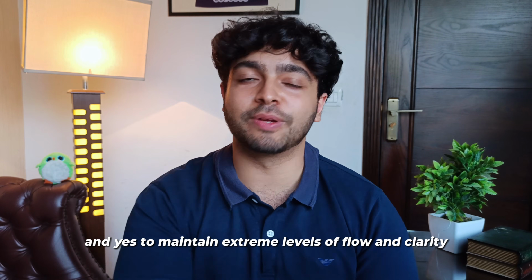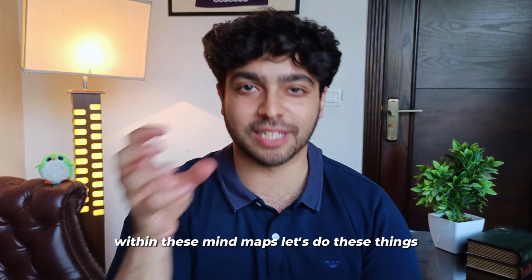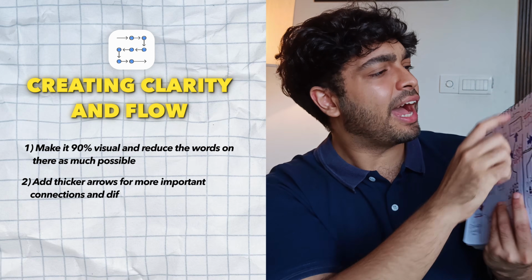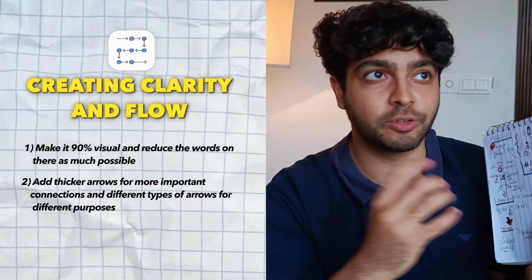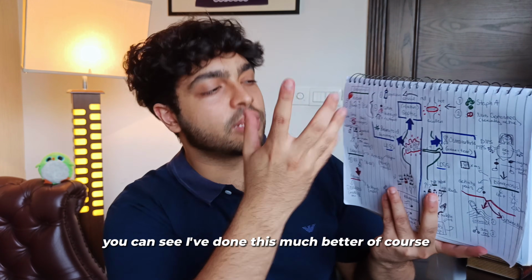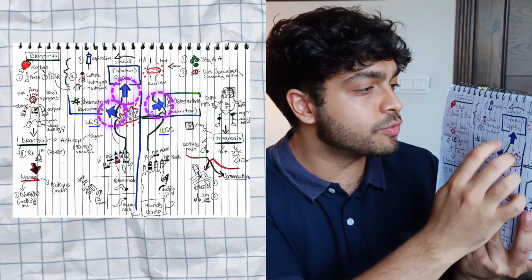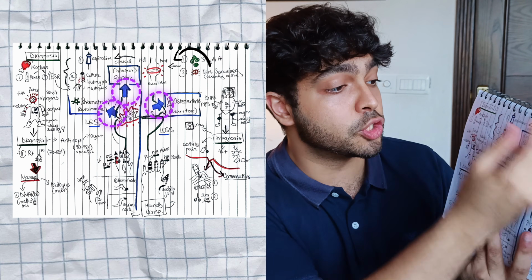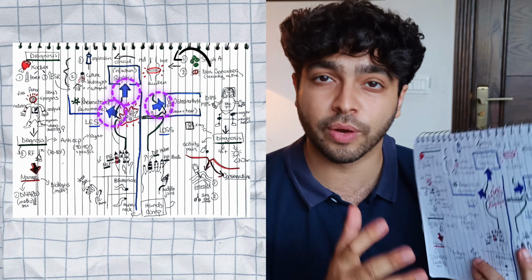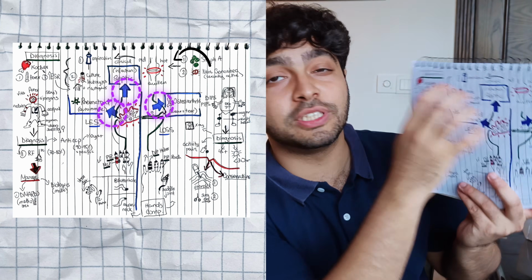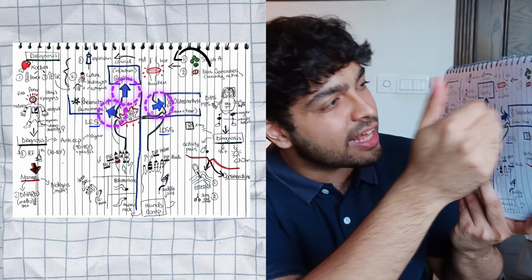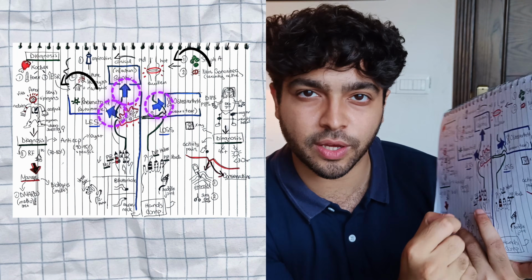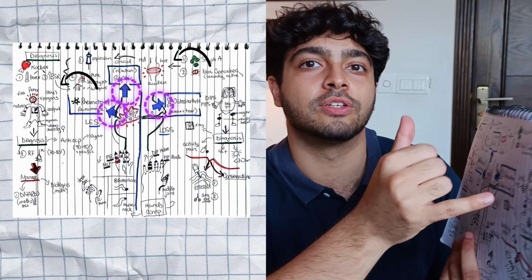And yes, to maintain extreme levels of flow and clarity within these mind maps, let's do these things. Add thicker arrows for more important connections, and also add different types of arrows for different types of connections. You can see I could have done this much better, of course, but I've done thicker arrows for the main big topics. I've done darker arrows here to show the process that the patients are going through, starting right from when they present with the disease, what they look like, and then smaller arrows coming off showing and labeling the specific diagrams on there, and also linking different concepts together.